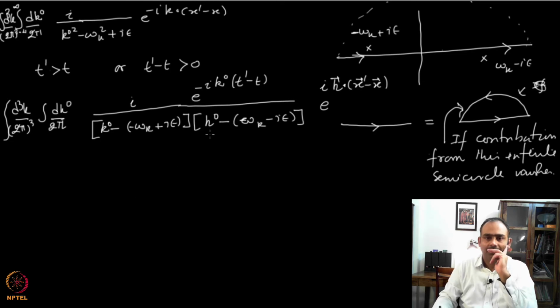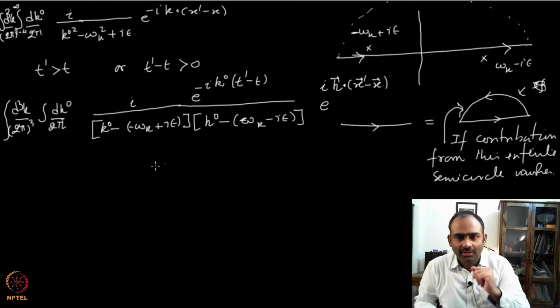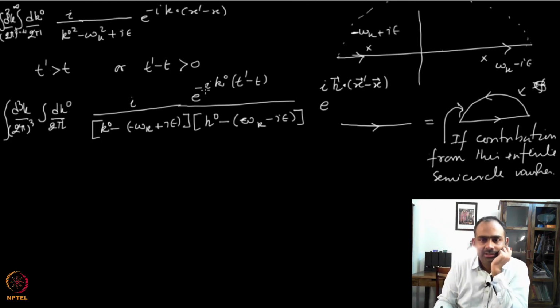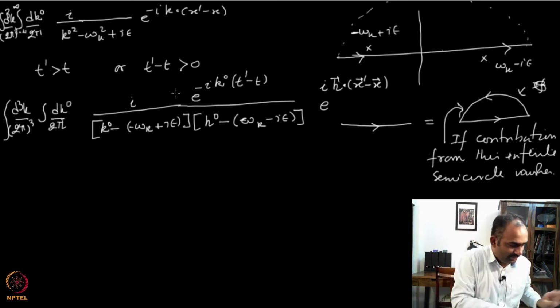Okay. Now, recall. Okay. Now, because we are taking t prime minus t to be greater than 0, let me just see in the notes.